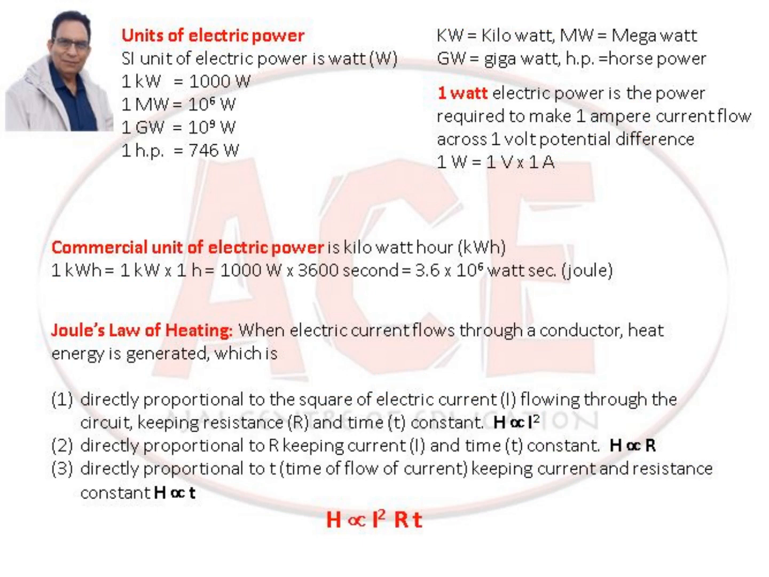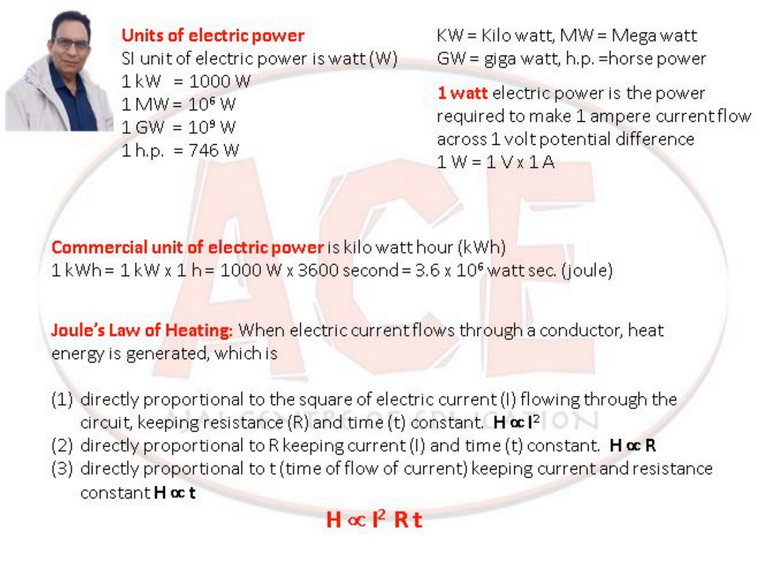Units of electric power. SI unit of electric power is watt. 1 kilowatt equal to 1000 watt. 1 megawatt is equal to 10 to the power 6 watt. 1 gigawatt is 10 to the power 9 watt. 1 horsepower is equal to 746 watt. 1 watt electric power is the power required to make 1 ampere current flow across 1 volt potential difference. 1 W is equal to 1 volt into 1 ampere.